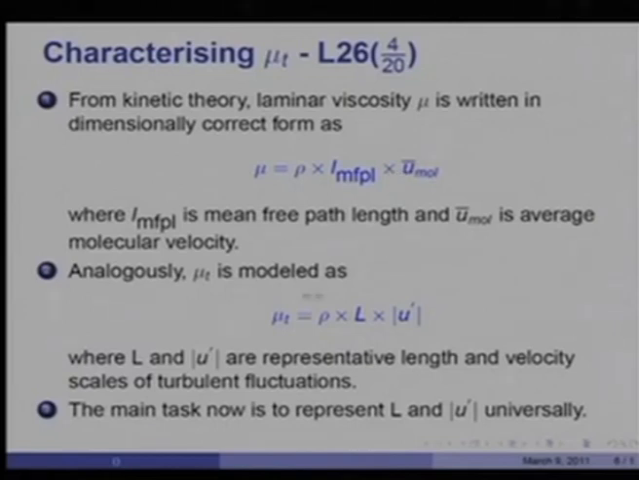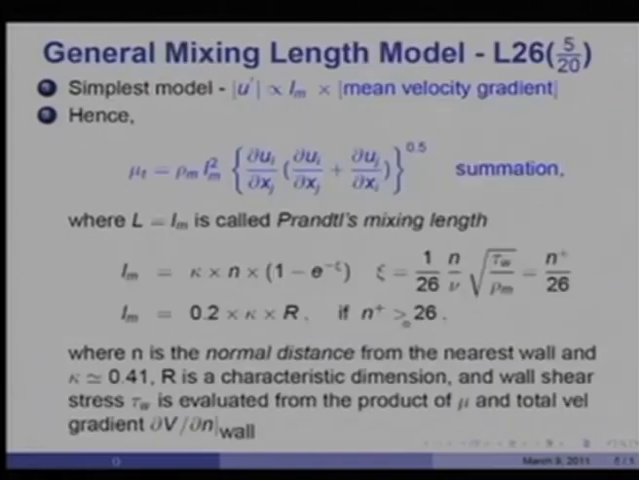Analogously, we say mu t would be modeled as rho times some length scale L multiplied by a velocity scale u dash, and these are representative length and velocity scales of turbulent fluctuations. So, the main task now in modeling mu t is to model L and ui prime. Let us see how we can do that in as universal a manner as possible.